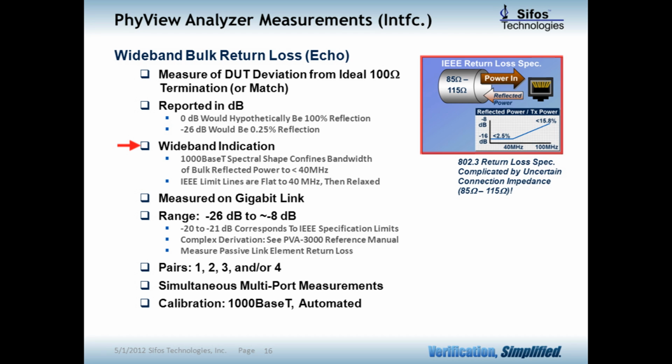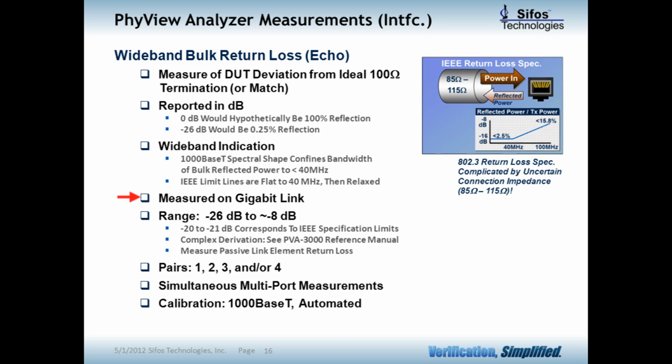100 base TX and 1000 base T signals concentrate most of their energy below 40 to 50 MHz, so in practice, the minus 16 dB return loss flat limit line is the most critical region. This limit line can then be adjusted to a more stringent limit of minus 20 or minus 21 dB when making measurements from a nominal 100 ohm instrument in order to account for the plus or minus 15 ohm measuring impedance variation. Hence, the wideband return loss measurement performed by the PhyView analyzer has the potential to sort out well-matched ports from marginal ports and failing ports.